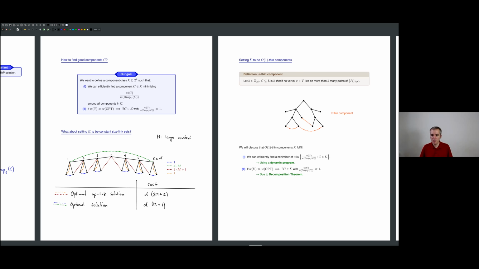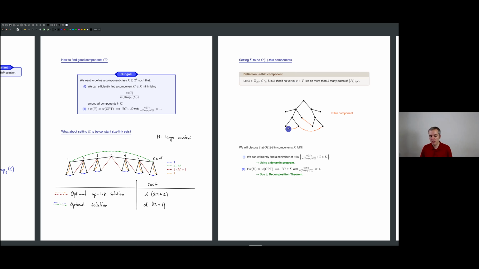Okay, so that's a bad example. So what we're actually going to do is we're going to look at another component class, namely constant thin components. So what is the thinness of a component? A component is just always a subset of the links. So there's nothing, I just call it a component, but you can think of it as a subset of links. And such a component is k thin if for any vertex there are at most k paths of the component that go over the vertex.